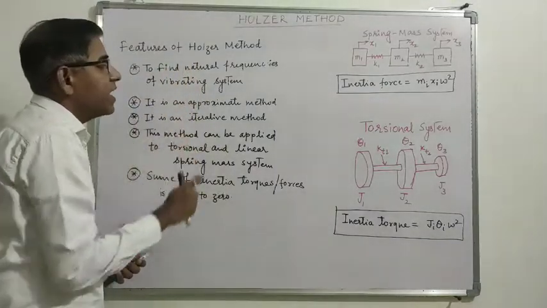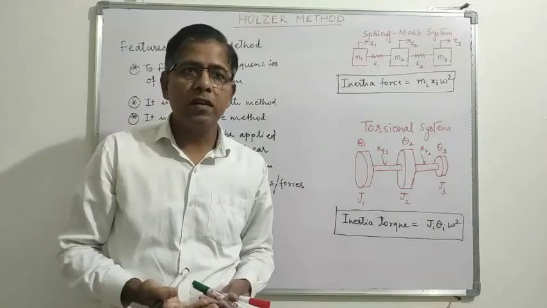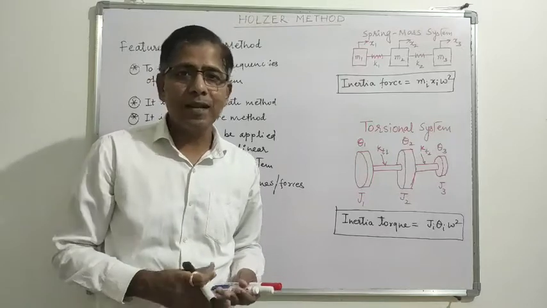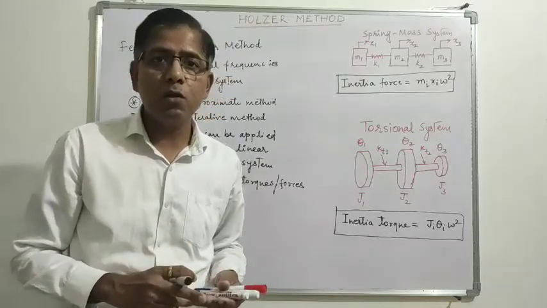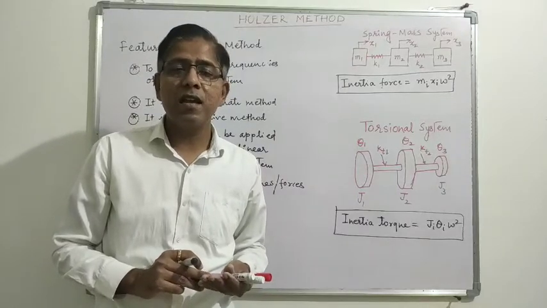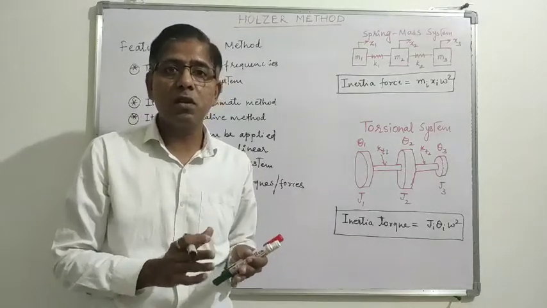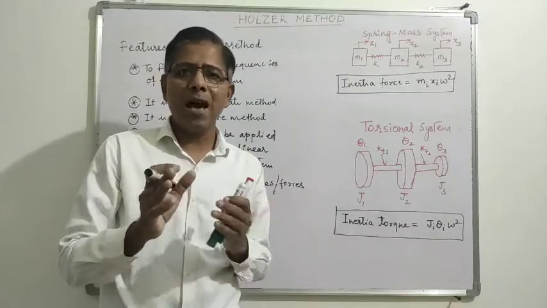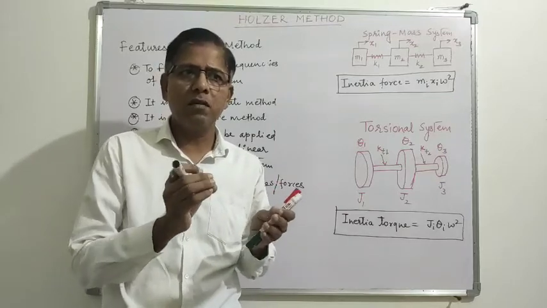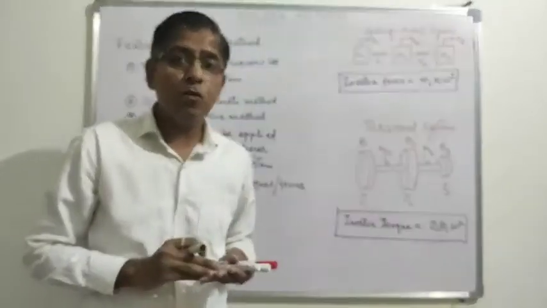Second feature, it is an approximate method. Whether it is the Holzer method, the Stodola method, the Dunkerley method or Rayleigh's method, all of these are based on a lot of assumptions, and that is what makes these methods approximate. It doesn't give the actual natural frequency. It will give an approximate natural frequency somewhere close to the actual values. So it is an approximate method.